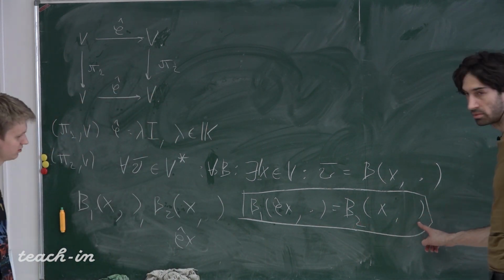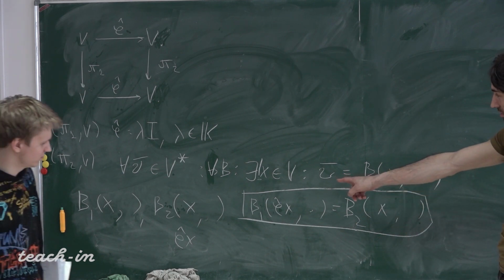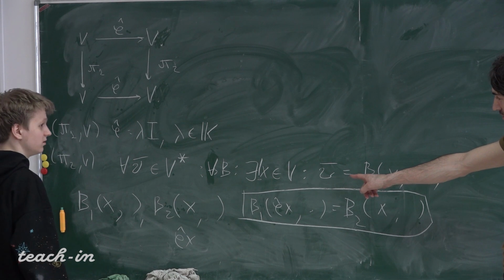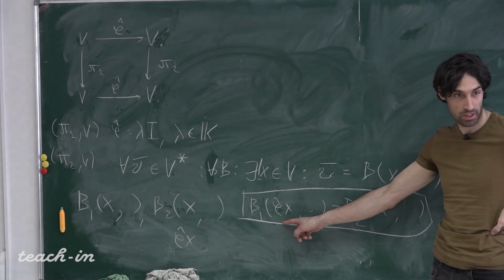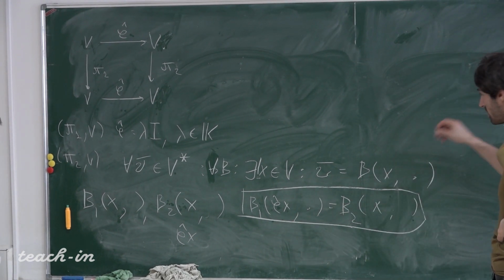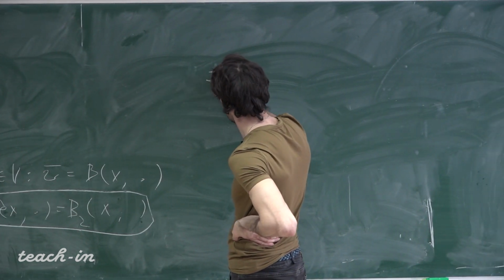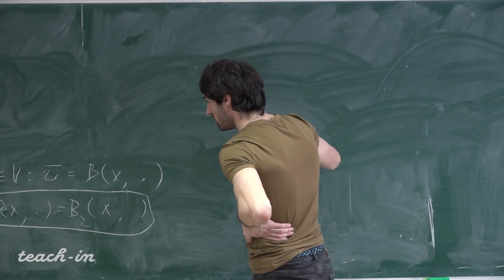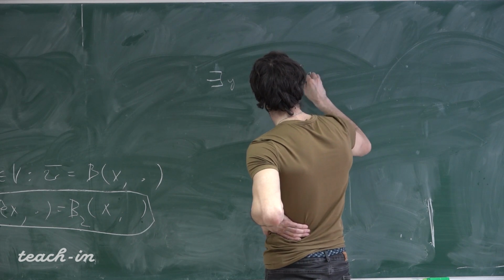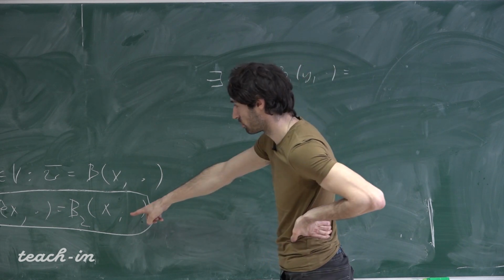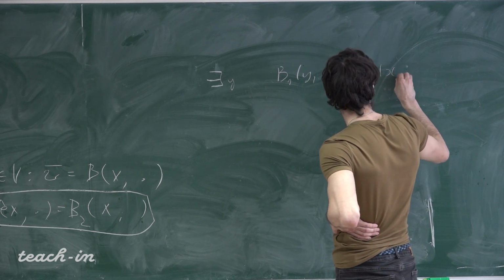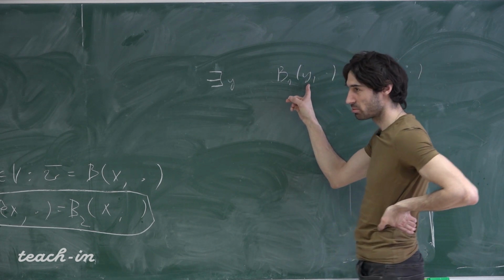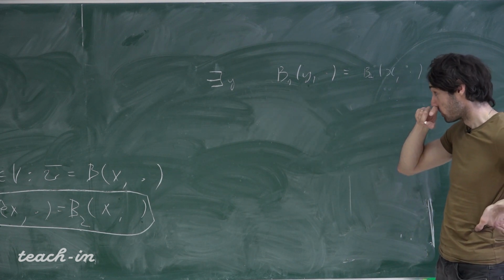So this is a linear form, and consider the Riesz representation with respect to B1. So there exists y such that B1(y, ·) is exactly this form here. Now we would like to see that y is linear, that we can choose such a linear transformation.